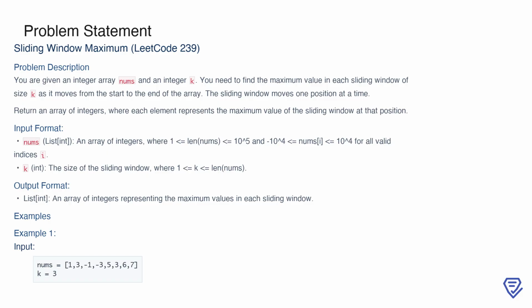from each window. Now, the input format specifies that nums is a list of integers, and its length can go up to 100,000. Each integer in the array falls between -10,000 and 10,000. The window size k is guaranteed to be at least 1 and no larger than the length of the array. Finally, the output format is a list of integers, with each number representing the maximum value found in a particular sliding window. Let's look at an example to better understand this problem.